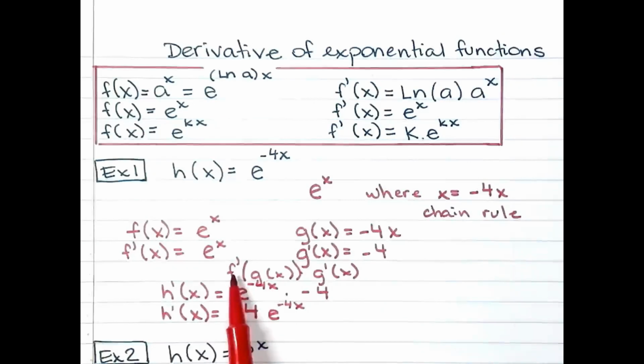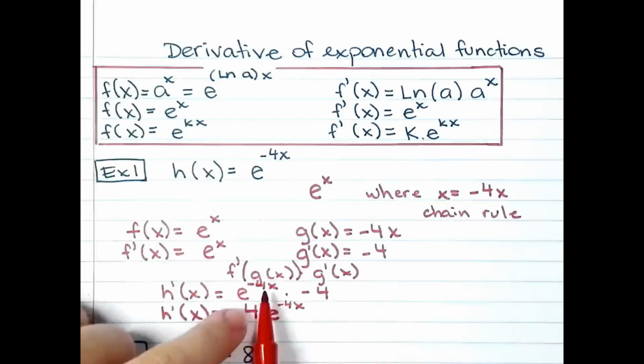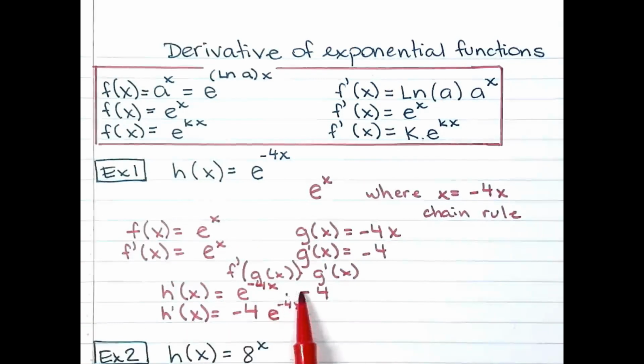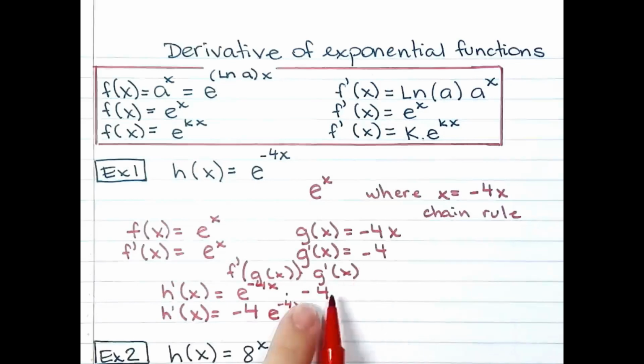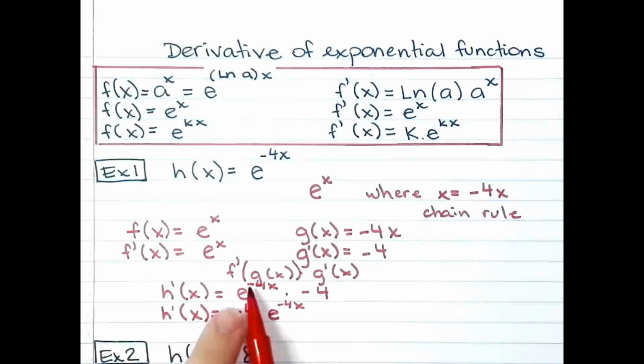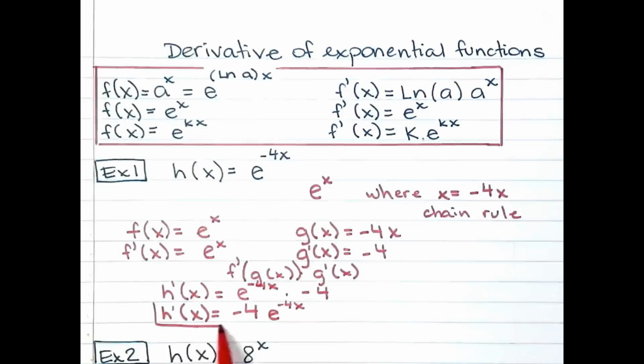So I have the derivative of f of x, which I have right there, times the derivative of g of x, which I have right there, negative 4. And now it's easy, so you just make it pretty. Bring that negative 4 in the front, and then this is the derivative of g of x. That's all there is to it.